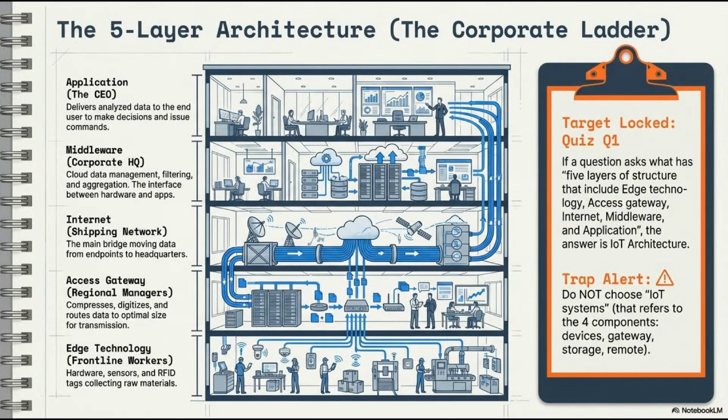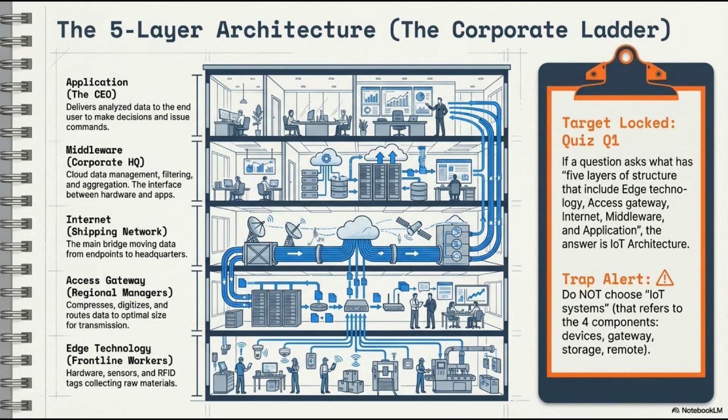Right. If the 4 components are anatomy, the 5 layers are the management structure. Imagine a massive corporation. At the very bottom, you have the edge technology layer. The frontline workers. Hardware, sensors, RFID tags, collecting raw data. Exactly. Then you move up to the access gateway, the regional managers. Their job is to compress and digitize that data so it's small enough to transmit efficiently. Because raw data is just too massive, right?